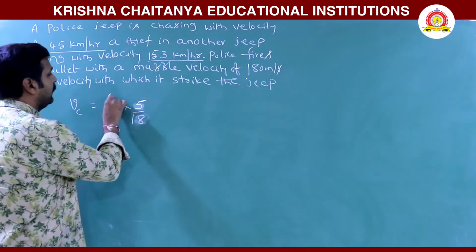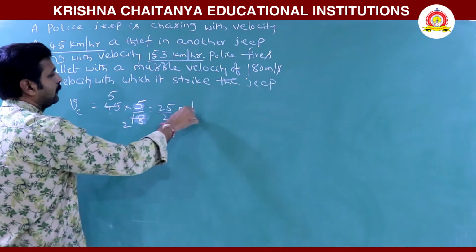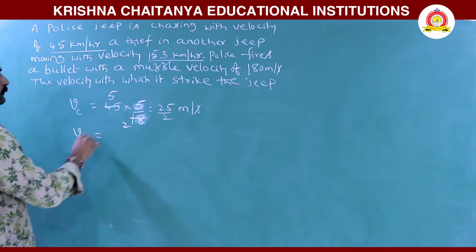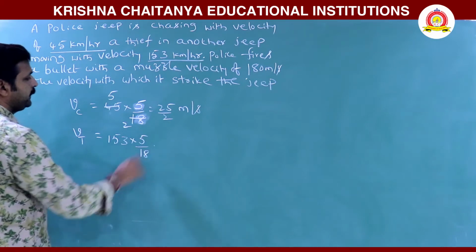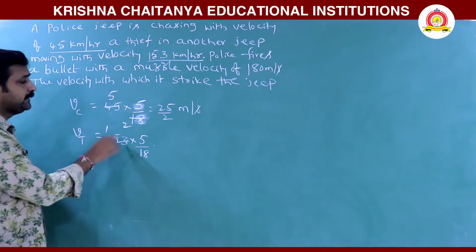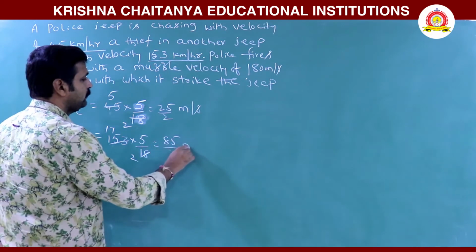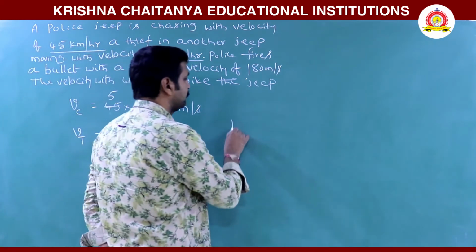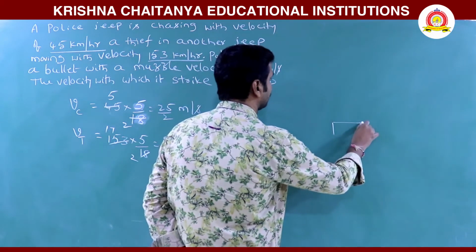Now this is 25/2 meter per second, and for the thief it is 153 into 5/18. Again, this is 9 ones 9, 63, 9 7, this is 9 2s, 85/2 meter per second. Now here this is the police jeep, and here this is the thief jeep.